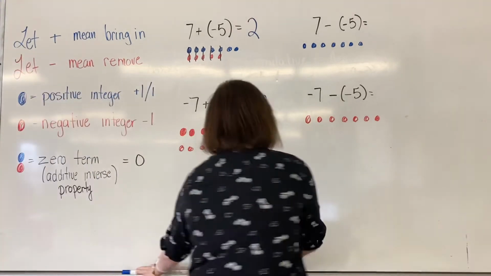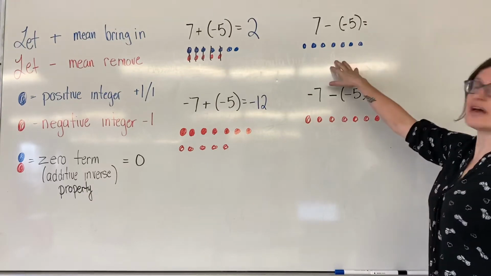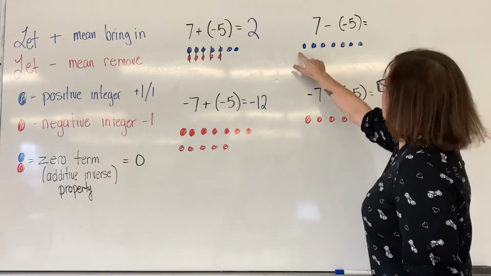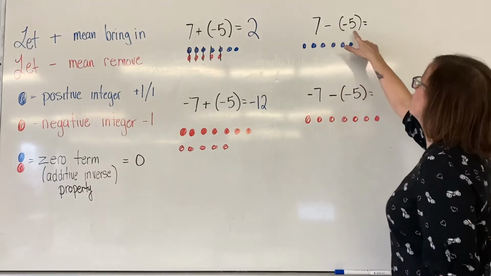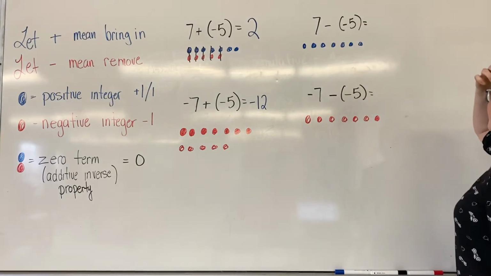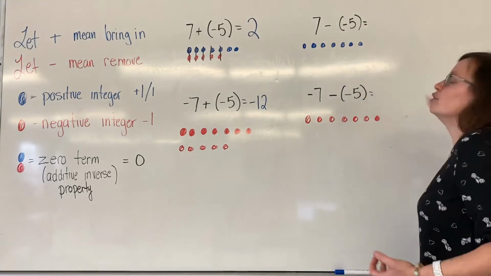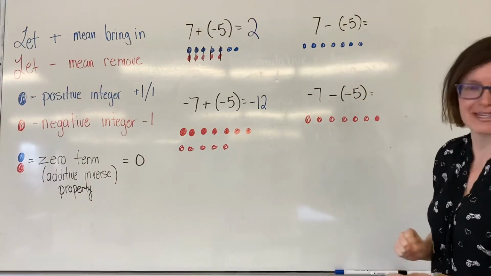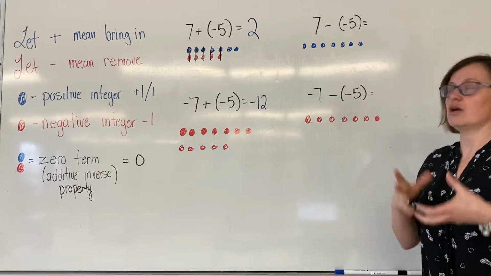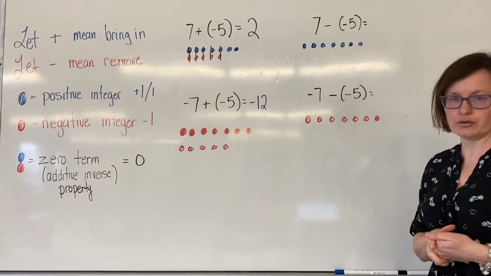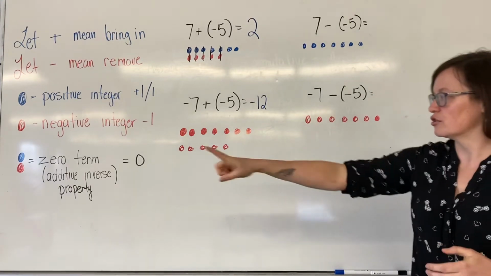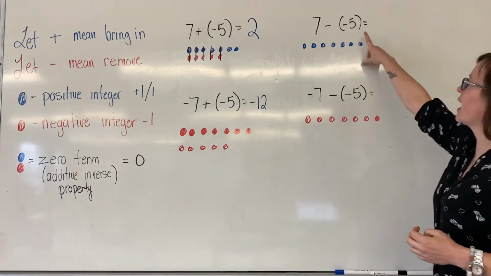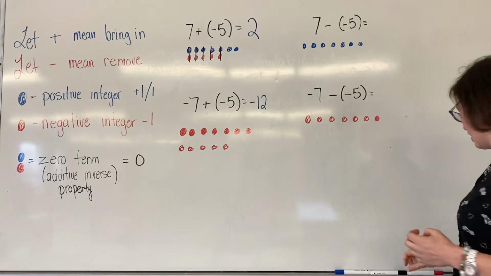All right, let's go to this side. I have my +7, and my operation is subtraction. That means remove. So I have my 7 positive integers, and I'm going to remove 5 negative. But I don't have 5 negative. I can't remove 5 negative from this representation. So I need to get some so I can then take them away. How do I do that? Well, I've got to add something that has no value but can give me some negative integers. So I'm going to add some zero terms, enough until I have 5 negatives so I can take them away.